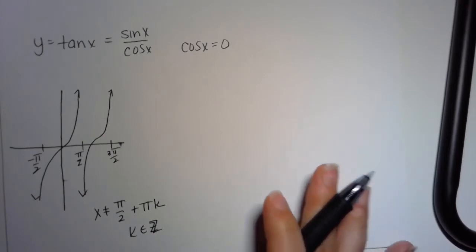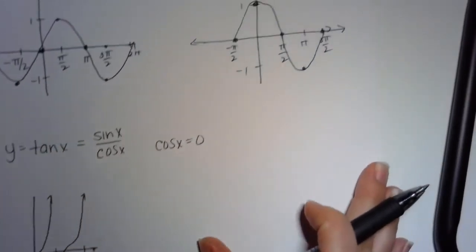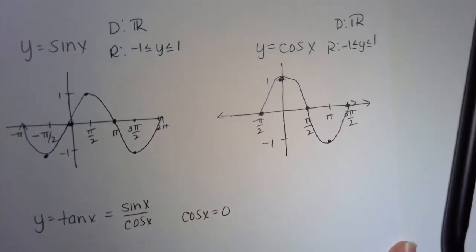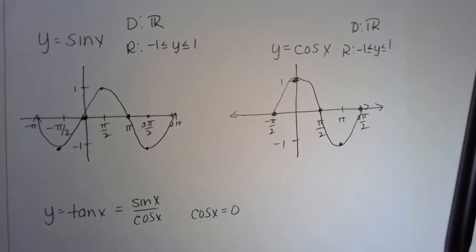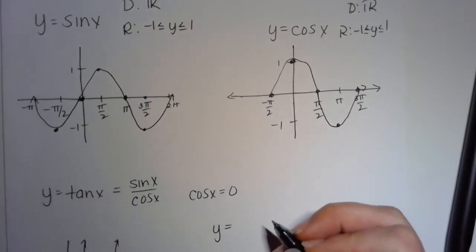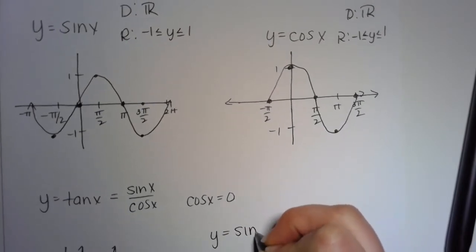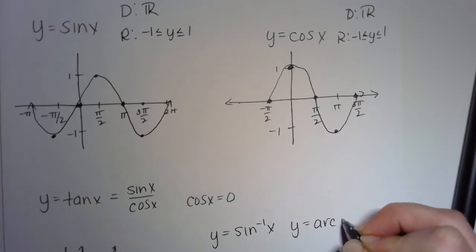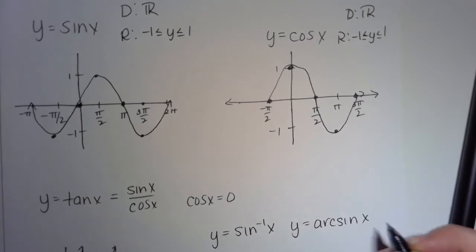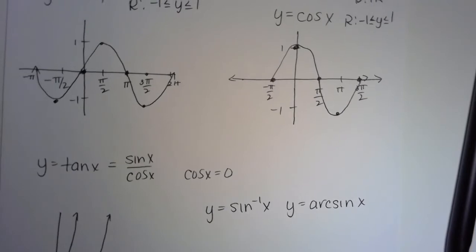Okay, so why do I care about the domain and my range? Well, because now we're going to talk inverses. So that means when I talk about y equals the inverse of sine is arc sine, it could be written like this, or it can be written as literally arc sine. Okay, now your calculator is going to put it like this, and the book I think alternates between this and this. I really prefer this.